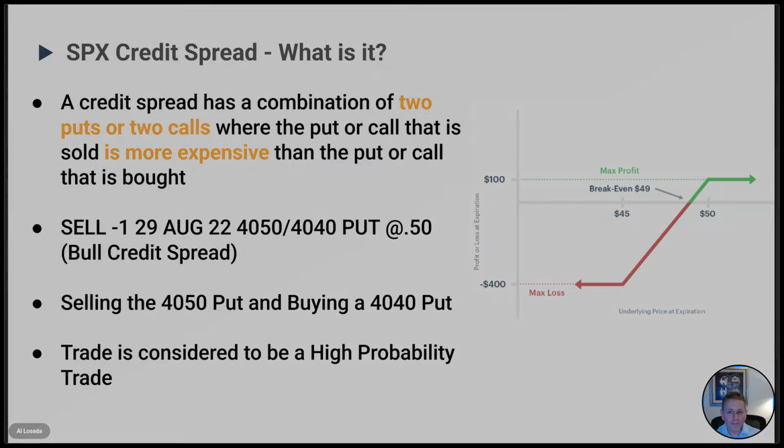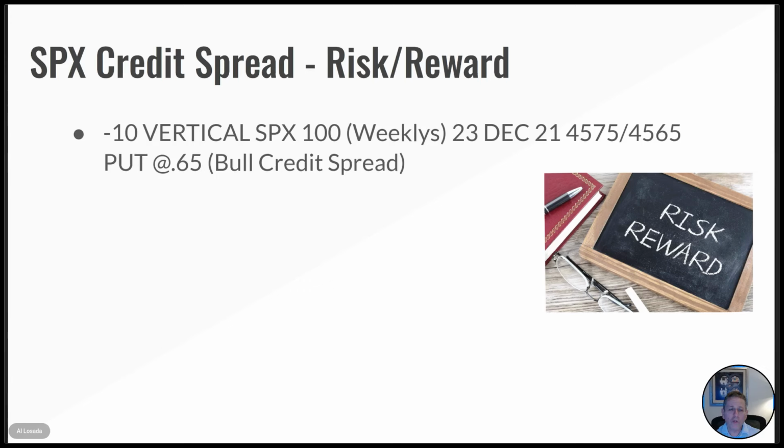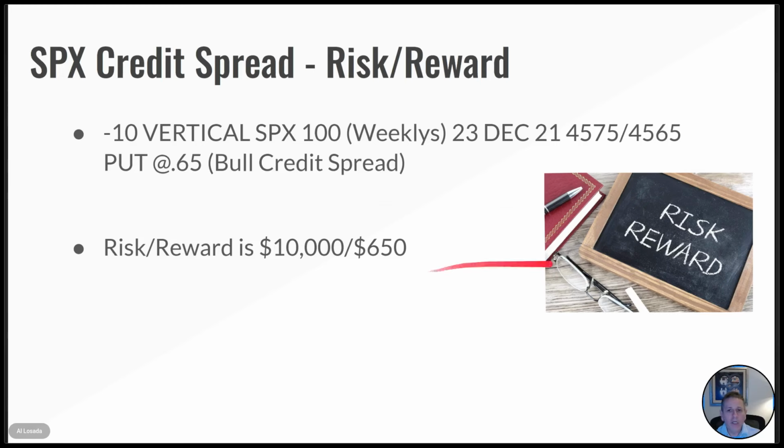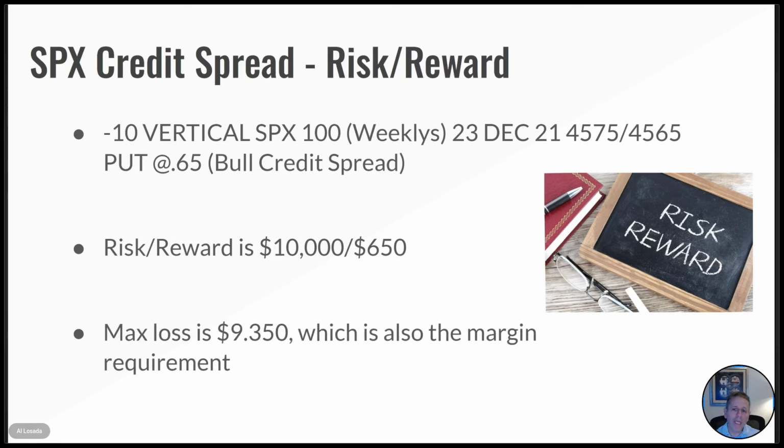However, there's a risk reward to credit spreads, and it's not good. So you have to take the good with the bad. If you put on a 10 position, 10 contracts, the risk reward is $10,000 compared to $650. Risk reward is very, very bad. However, the probability of making money is much, much higher.